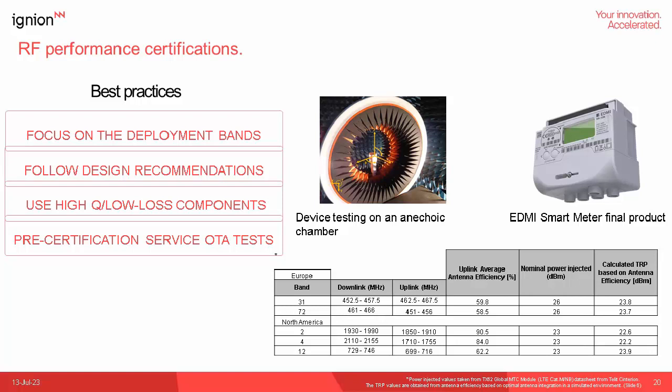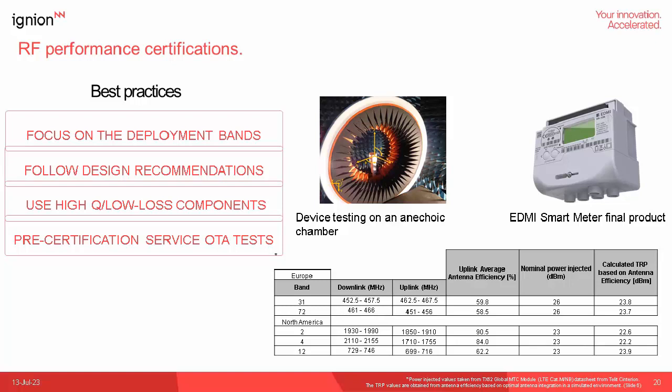and follow the design recommendations gathered initially in the Antenna Intelligence Cloud report and then from the technical team that will guide you through the certification stage. The use of high Q factor and low loss components will enhance your overall antenna performance. And before going into a certification that takes a lot of cost, Ignion can guide you and evaluate the performance of your final device, providing you with TRP and TIS results for the bands to be certified.